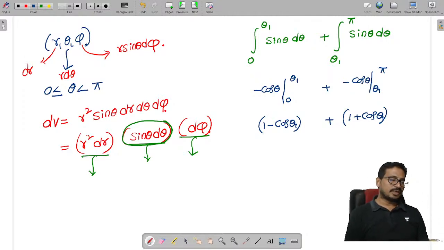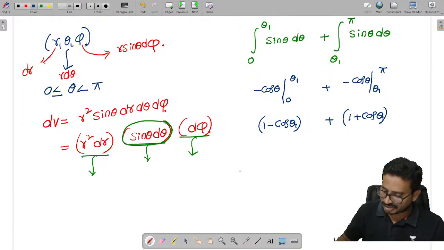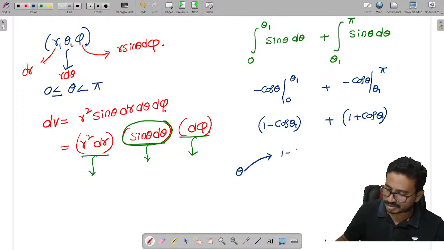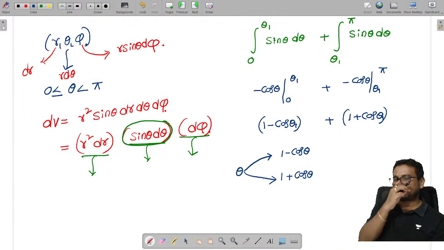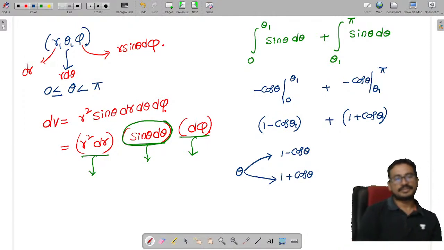So what I want to say here is that the division in the case of theta will happen in two forms. One is the 1 minus cos theta form. The other one is the 1 plus cos theta form. Is it fine, all of you? Tell me, did this make sense? If we combine both, then only 2 will come. Yes, 2 will come. Check.